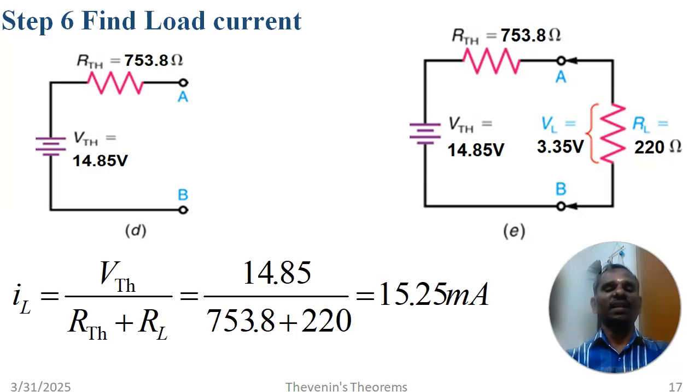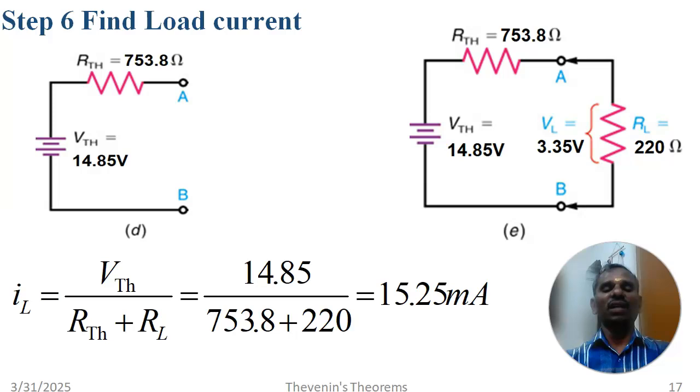Now it's been connected, so we want to find the current at the load. So IL is equal to VTH divided by RTH plus RL. Since RTH and RL are in series, we can just add both the resistances. So IL is equal to 14.85 divided by 753.8 plus the load resistance 220 ohms. So the current is 15.25 milliamps.